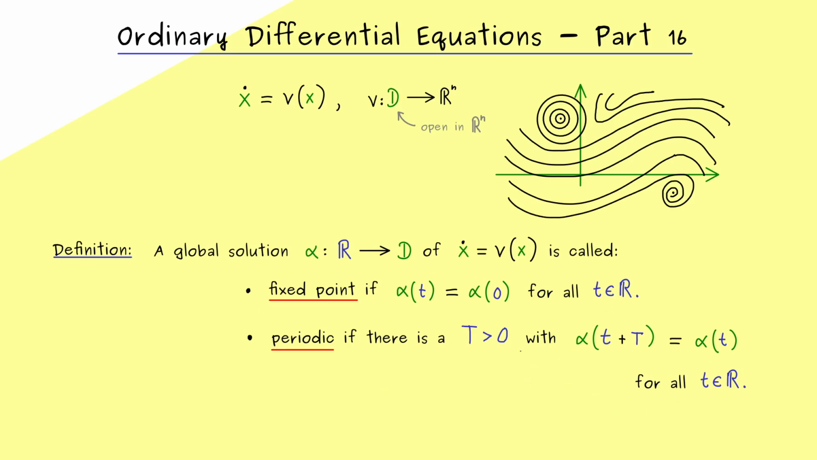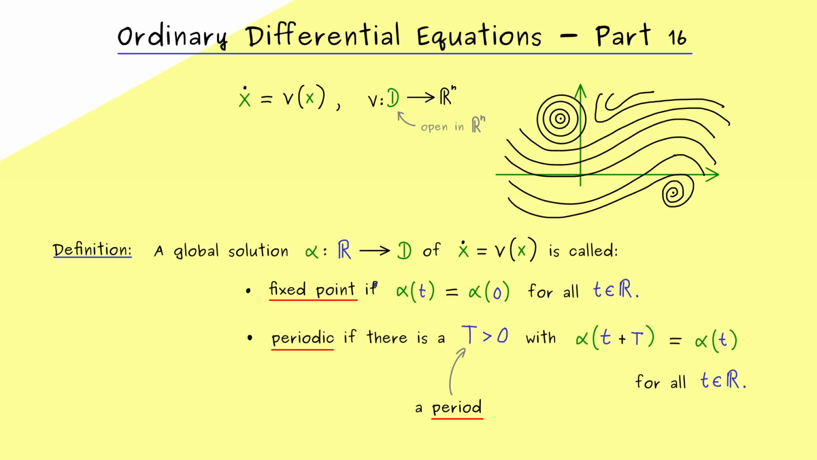And in this case, we call capital T a period of the solution. And it's important to know that we don't have to choose the minimal period here. For example, in the case of the circle, the minimal period would be exactly the time we need for one rotation. But of course, we could also choose T here as the time for 2 rotations.